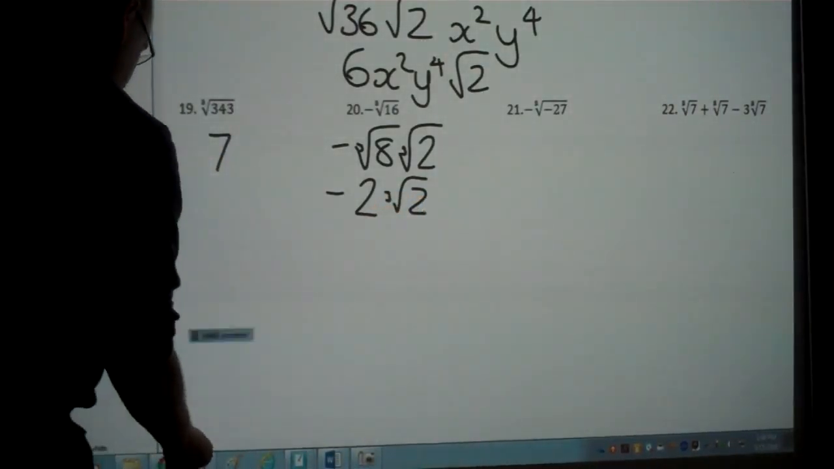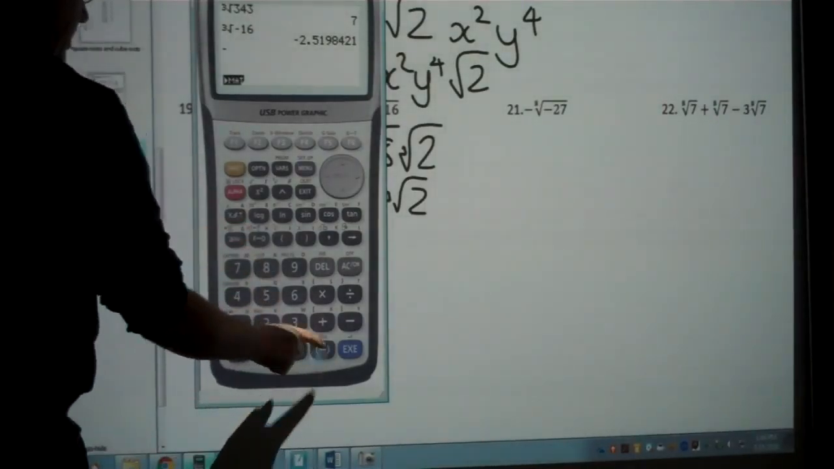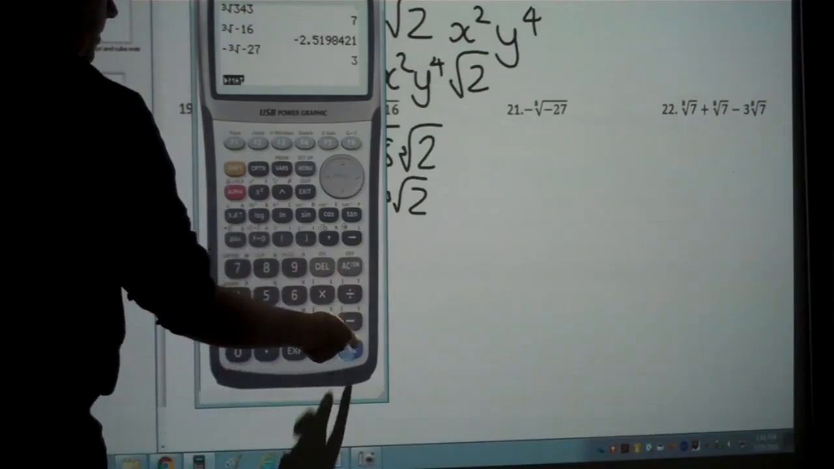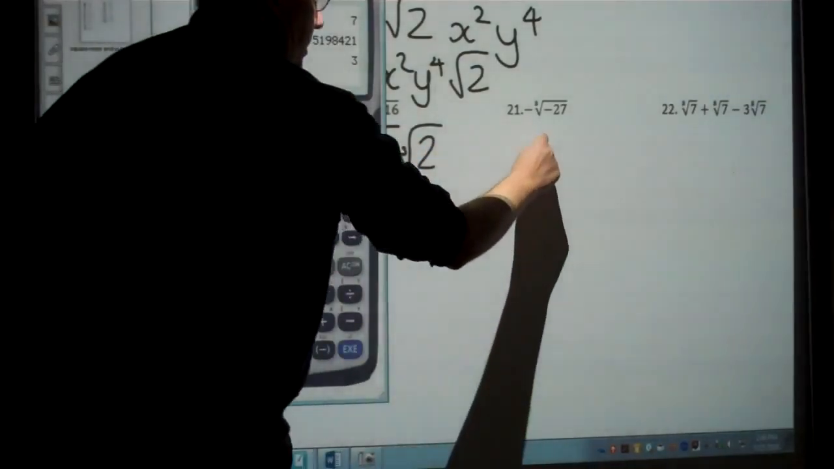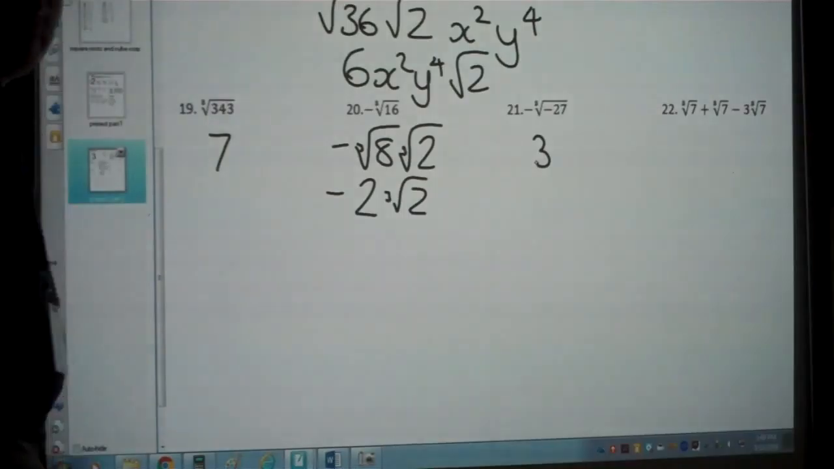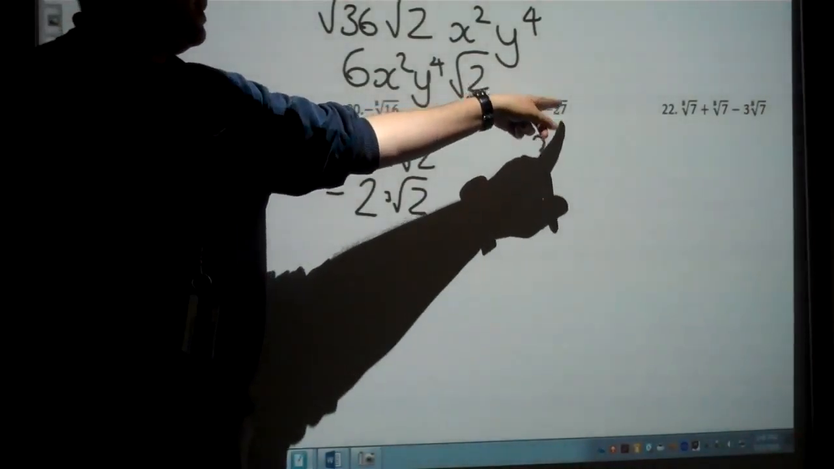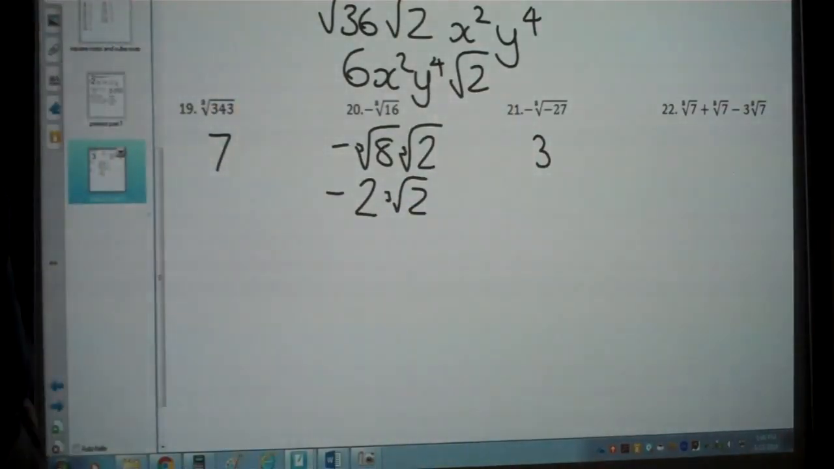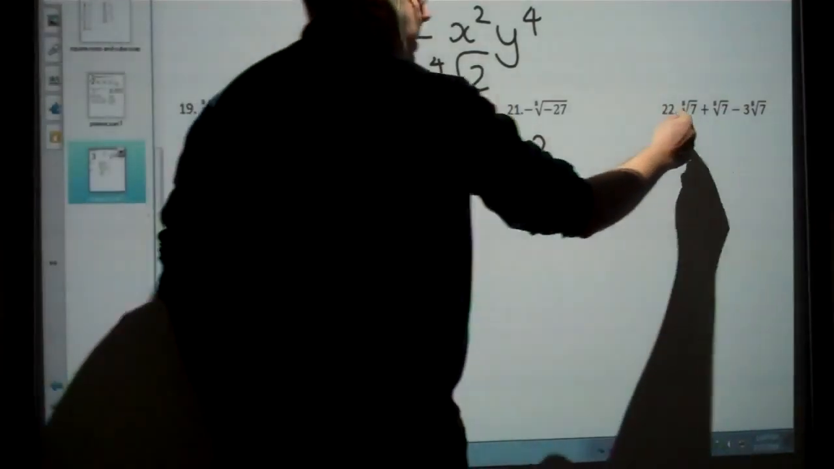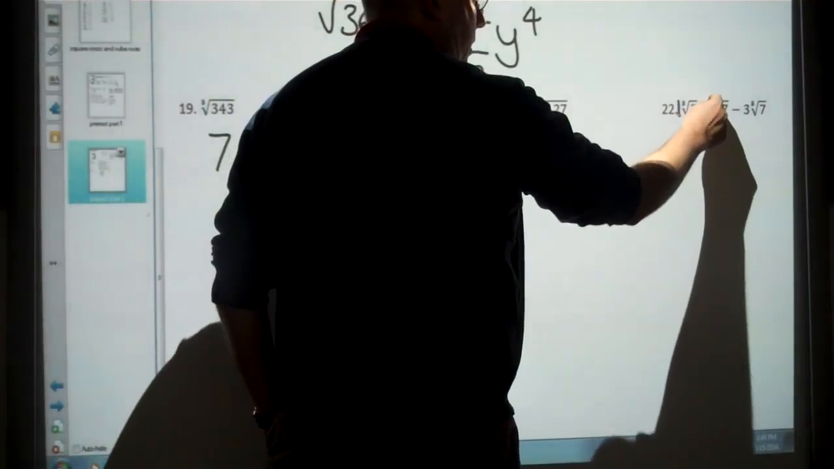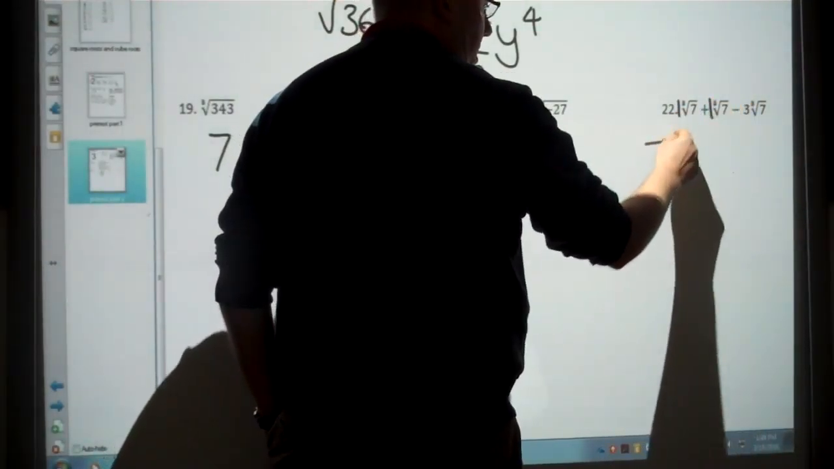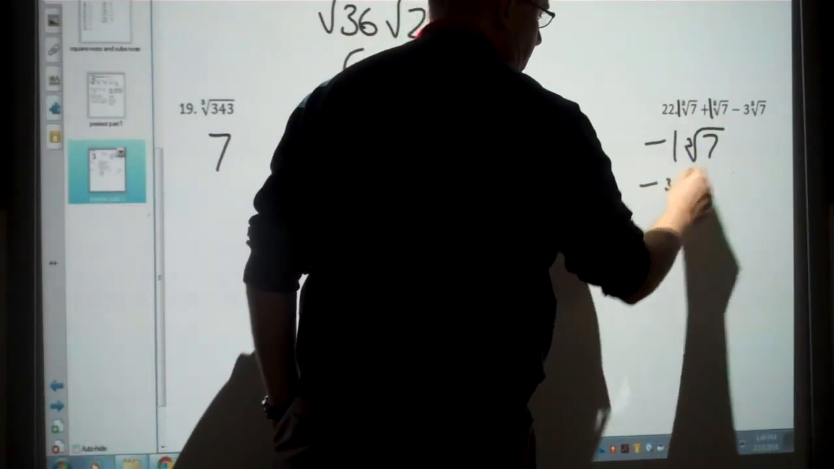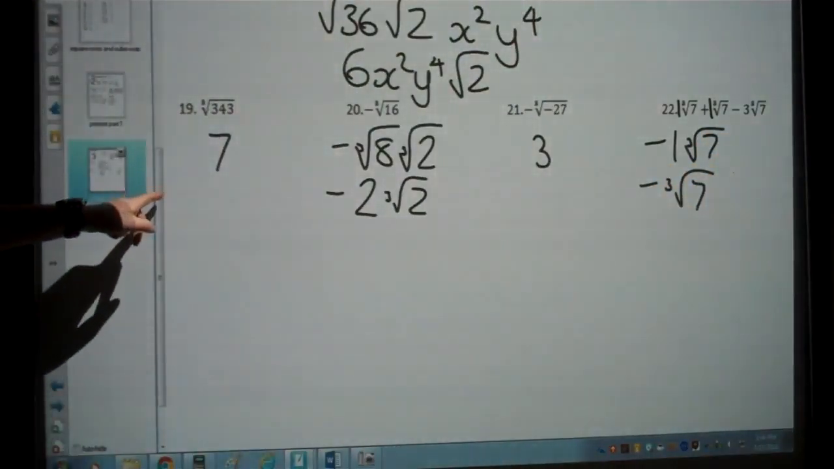Negative 27, cube root of negative 27. Actually it says the negative of the cube root of negative 27. So I'm going to type it just as it appears, and it actually works just fine. The answer is 3. The reason being is negative 3 times negative 3 times negative 3 is negative 27, and then the two negatives combine to give me a positive. 22, how many cube root 7s do I have? Well, I got 1. Plus 1, take away 3, so that would be negative 1 cube root of 7, or just simply negative cube root of 7.